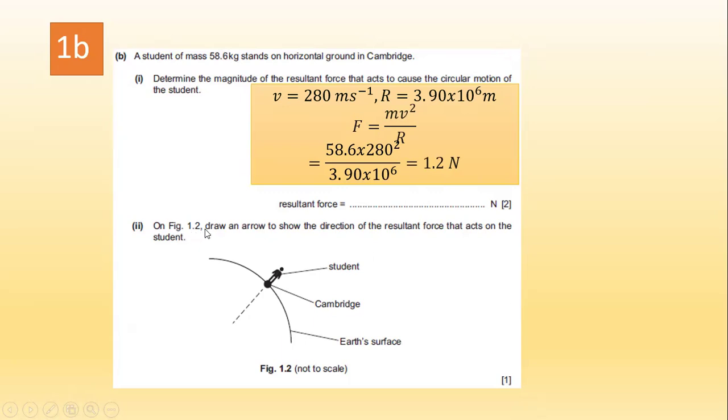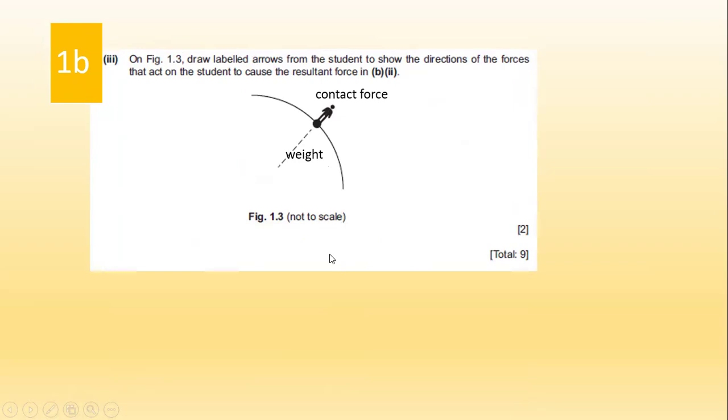On figure 1.2, draw an arrow to show the direction of the resultant force that acts on the student. That's the resultant force, which is the centripetal force towards the center of the circle. There's a marking scheme.